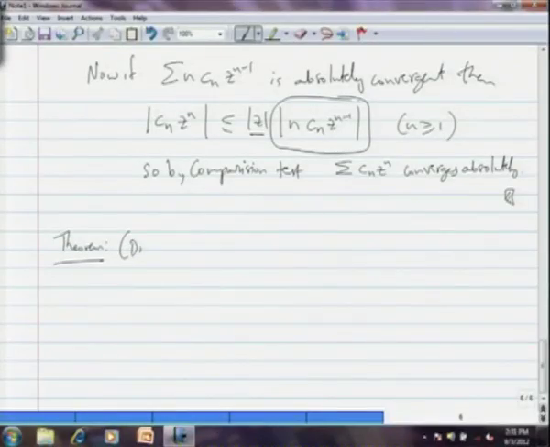Okay. So, next what I will do is I will show using this that power series are actually analytic within their radius of convergence. So, then we can announce that power series are examples of analytic functions. Okay. So, here is the theorem. Theorem: differentiation of power series.